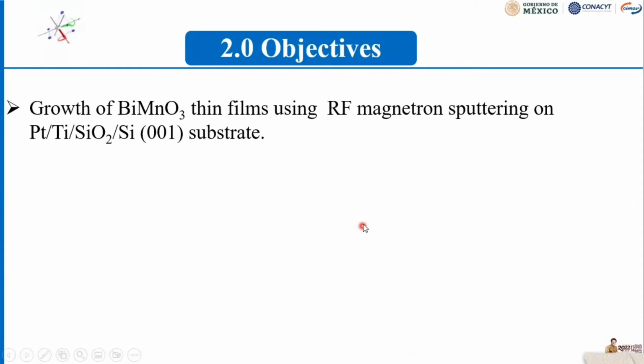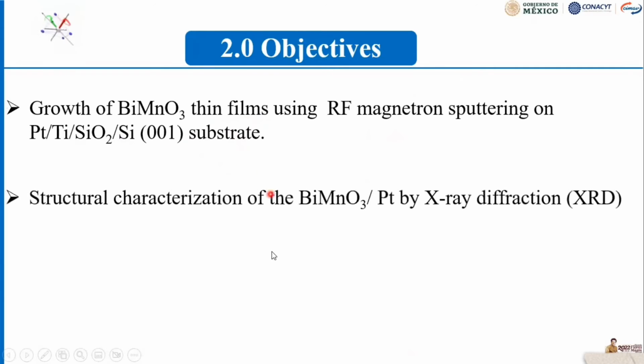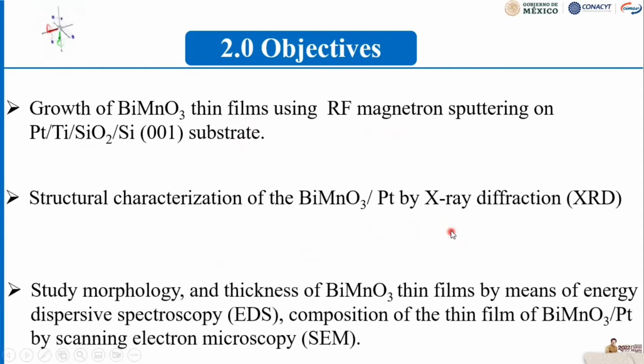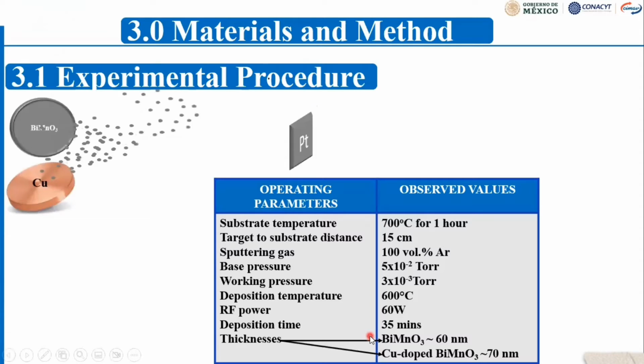The objectives are growth of bismuth manganese oxide thin film using radio frequency magnetron sputtering on platinum substrate. Structural characterization of bismuth manganese oxide on platinum substrate by X-ray diffraction. Finally, study the morphology and thickness of bismuth manganese oxide thin films by means of scanning electron microscopy, and also the composition of the thin film of bismuth manganese oxide on platinum substrate by energy dispersive spectroscopy.